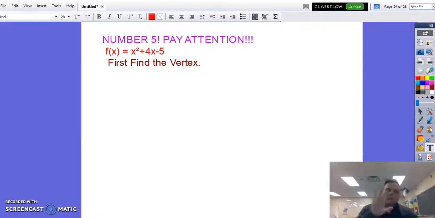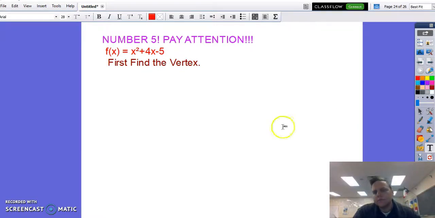Okay, problem number 5. We want to graph problem number 5. The thing is that there's a lot of information we have to know in order to graph. The first thing we have to know is the vertex. To find the vertex, we have to find an x and a y. The vertex is a point. It has an x and it has a y. That is crucial to understanding.